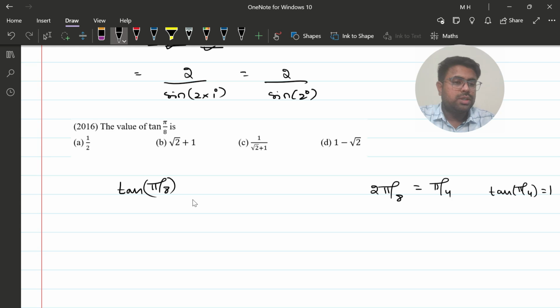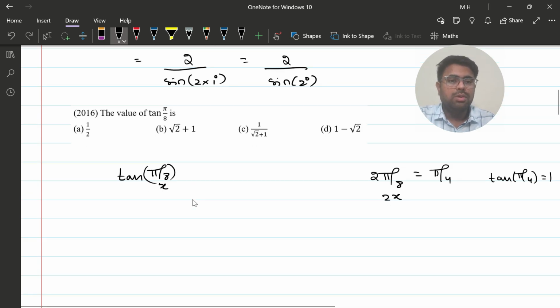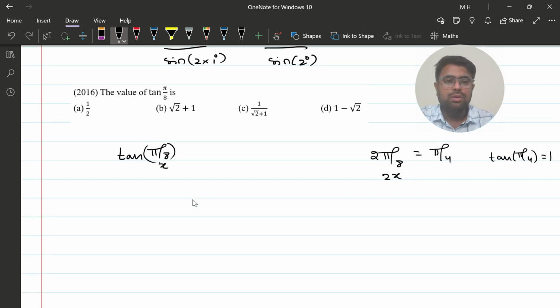What is tan pi by 4? It is 1. So they have given pi by 8. We know 2 times pi by 8. So they have asked tan x. We know tan 2x, right? Is there any relation between tan x and tan 2x? Yes, there is a relation.